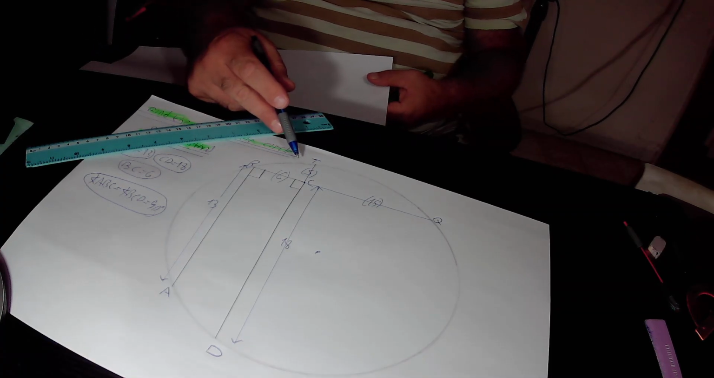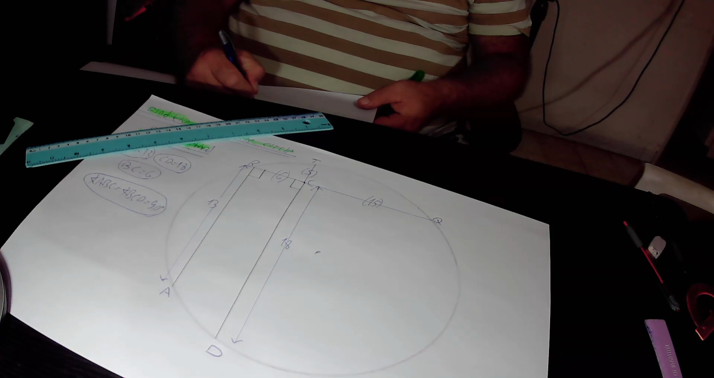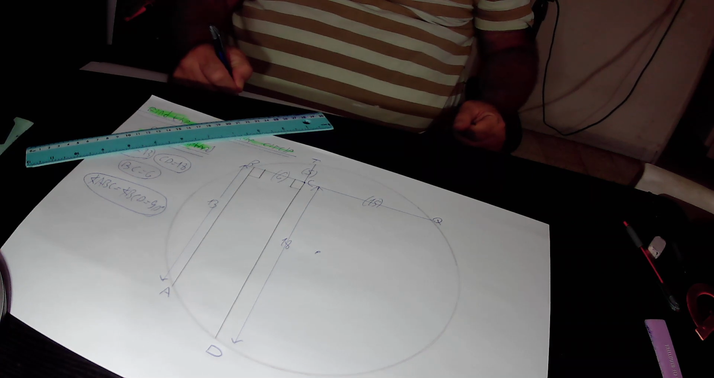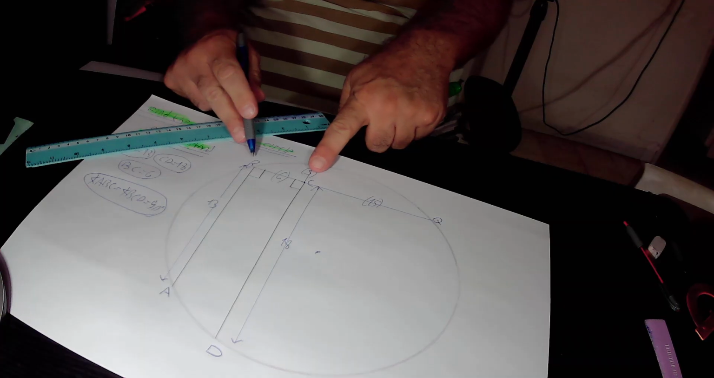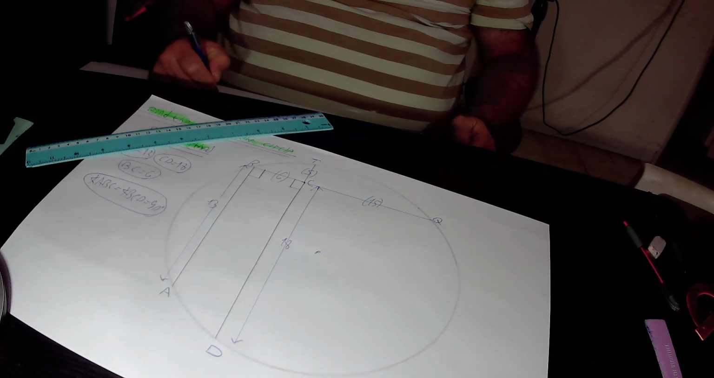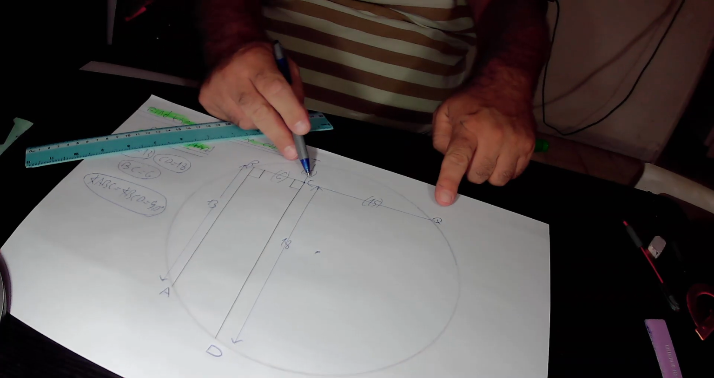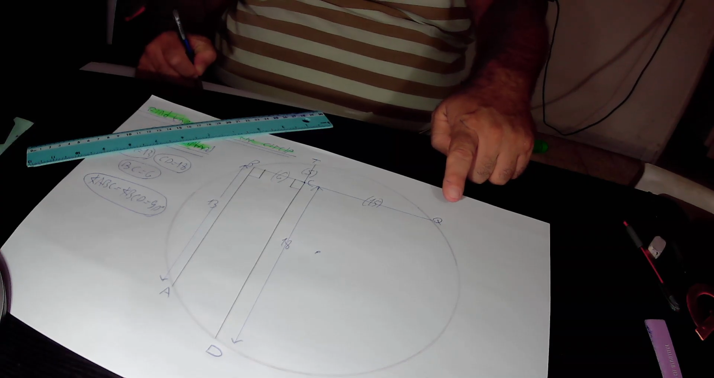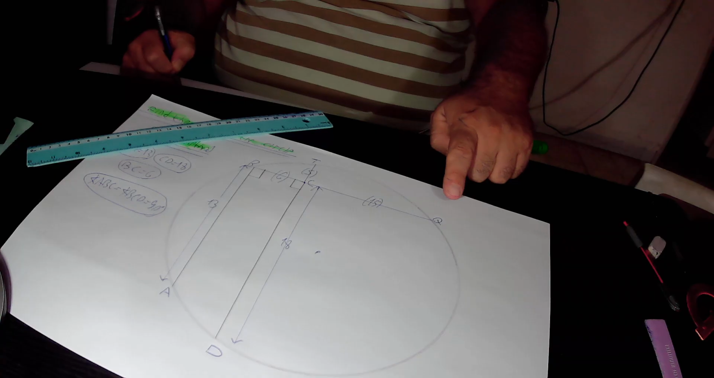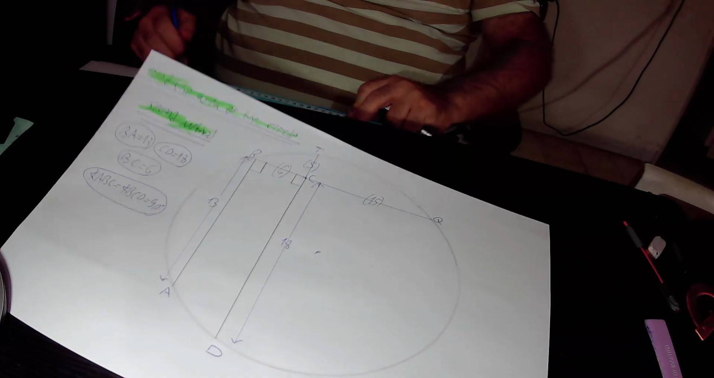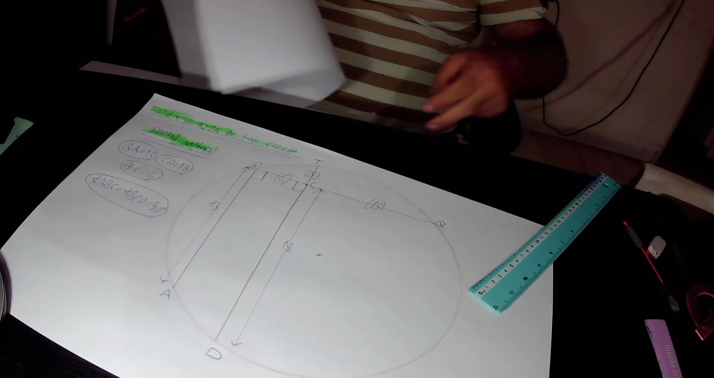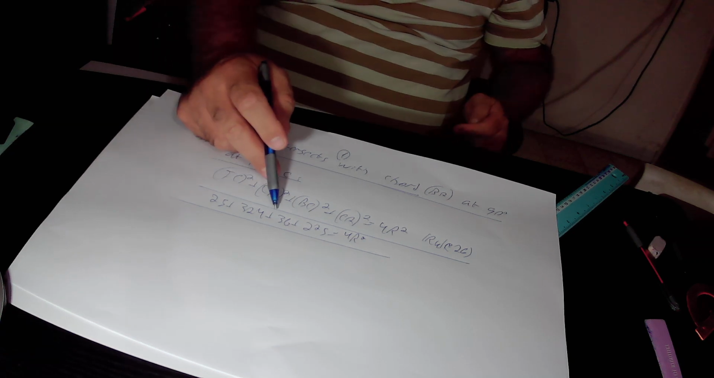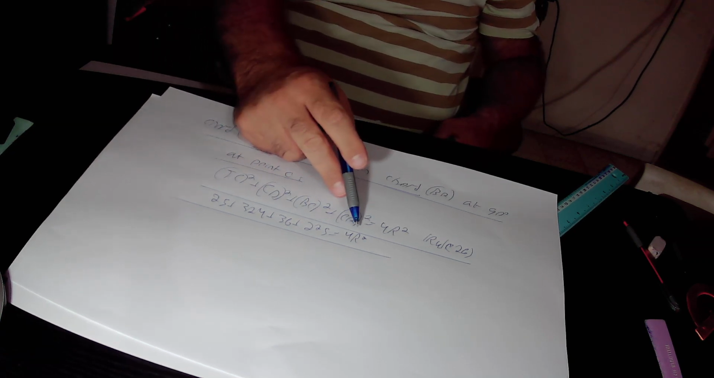TC is 5, therefore TC squared is 5 squared, that is 25, plus CD squared. CD is 18, therefore CD squared is 18 squared, that is 324, plus BC squared. BC is 6, therefore BC squared is 36, plus CQ squared. CQ is 15, therefore CQ squared is 225. And it is equal to 4R squared. So 25 plus 324 plus 36 plus 225 equals 4R squared.